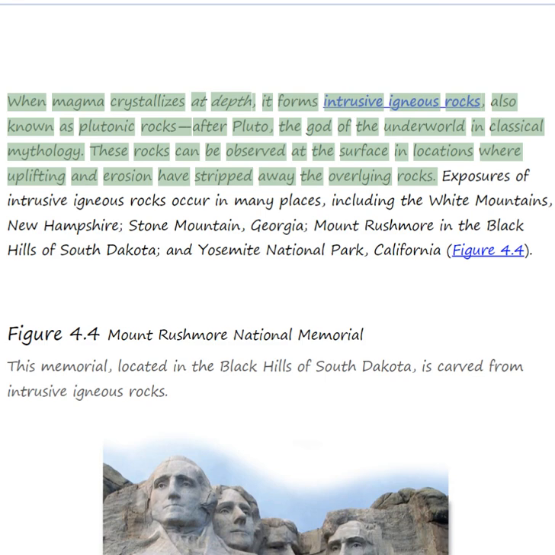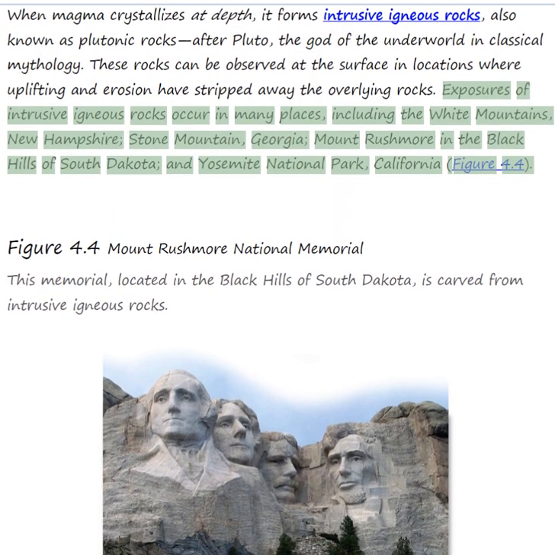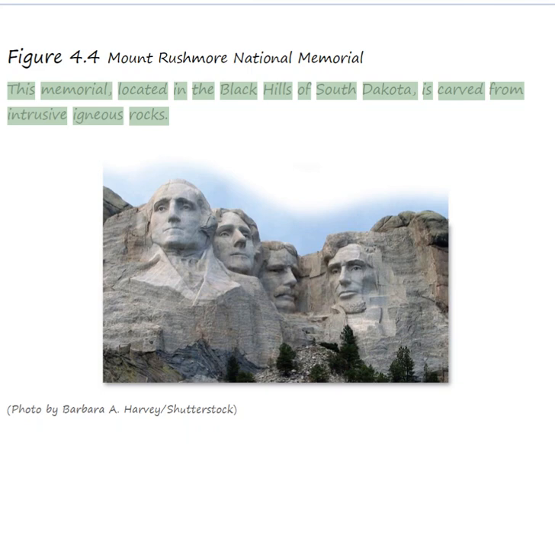When magma crystallizes at depth, it forms intrusive igneous rocks, also known as plutonic rocks, after Pluto, the god of the underworld in classical mythology. These rocks can be observed at the surface in locations where uplifting and erosion have stripped away the overlying rocks. Exposures of intrusive igneous rocks occur in many places, including the White Mountains, New Hampshire, Stone Mountain in Georgia, Mount Rushmore in the Black Hills of South Dakota, and Yosemite National Park, California. This memorial, located in the Black Hills of South Dakota, is carved from intrusive igneous rocks.